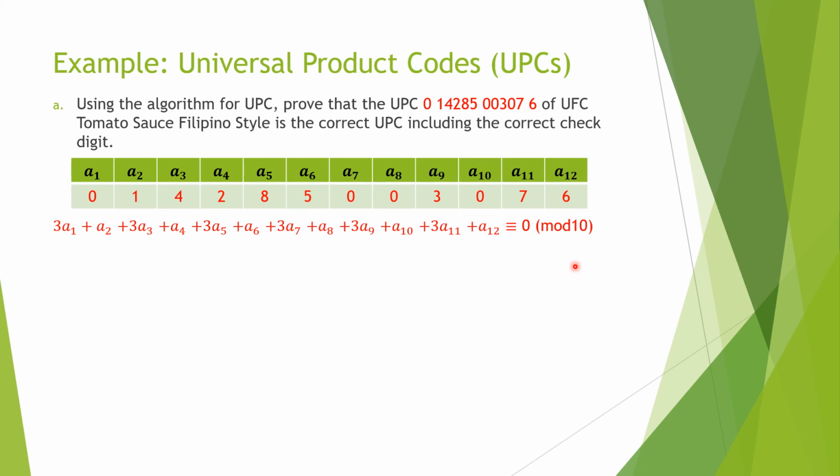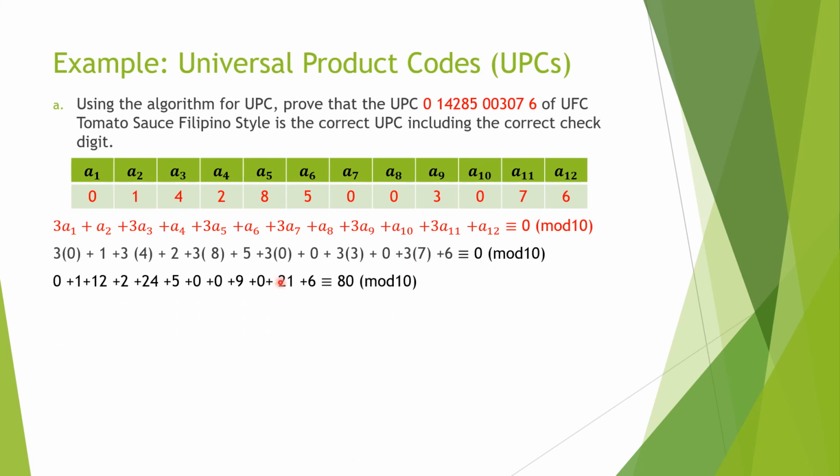Since we have the values for a sub 1 up to a sub 12, plug in all those values. We have 3 times 0 plus 1 plus 3 times 4 plus 2 plus 3 times 8 plus 5 plus 3 times 0 plus 0 plus 3 times 3 plus 0 plus 3 times 7 plus 6, congruent to 0 modulo 10. Performing the indicated operations, we have 0 plus 1 plus 12 plus 2 plus 24 plus 5 plus 0 plus 0 plus 9 plus 0 plus 21 plus 6, which is equal to 80. Then 80 modulo 10 is 0 modulo 10.